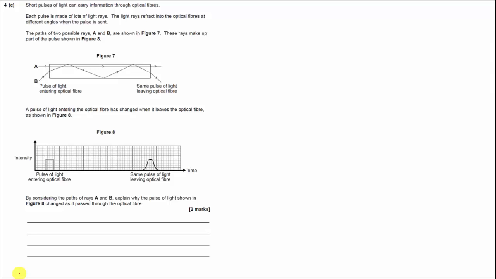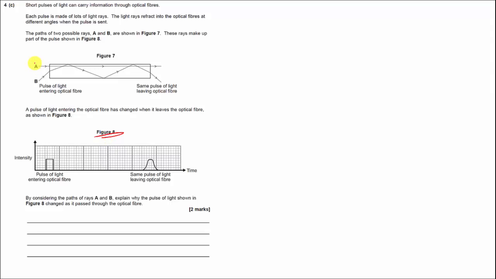Short pulses of light. Again, sorry, pause the video and read it and attempt it first. Think about it first. Okay, so again, short pulses of light can carry information through optical fibers. Each pulse is made of a lot of rays of light. The light rays refract into the optical fibers at different angles when the pulse is sent. The paths of two possible rays A and B are shown in figure 7, and these rays make up part of the pulse shown in figure 8.